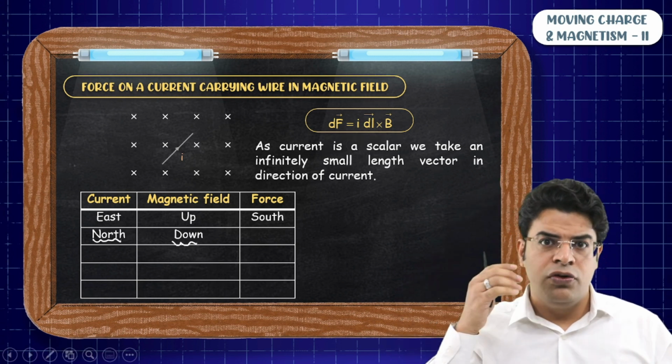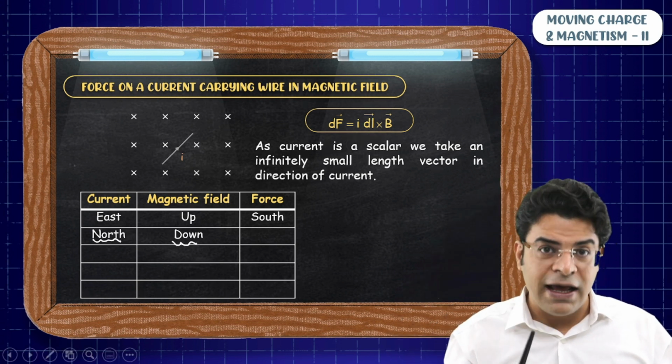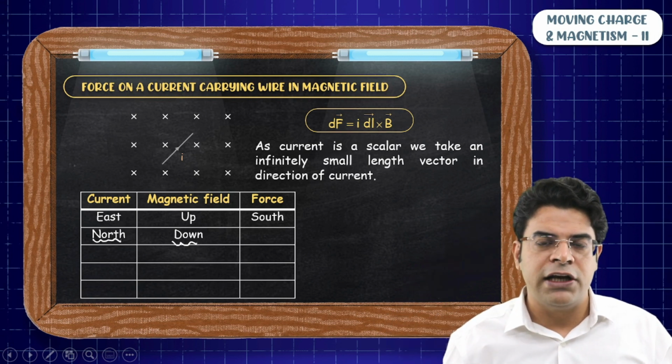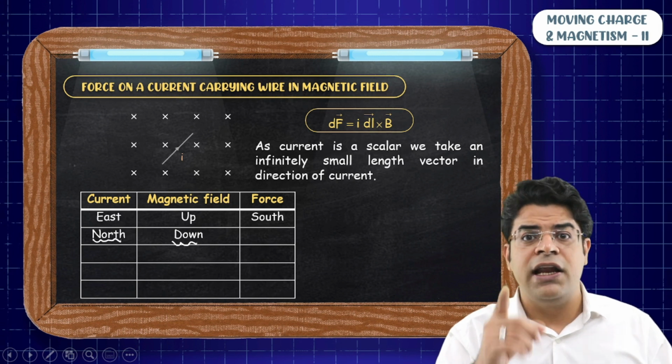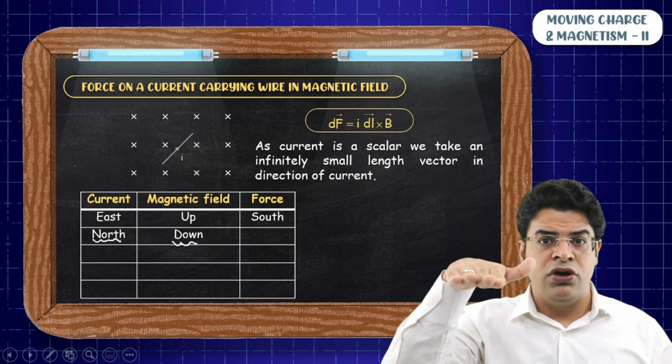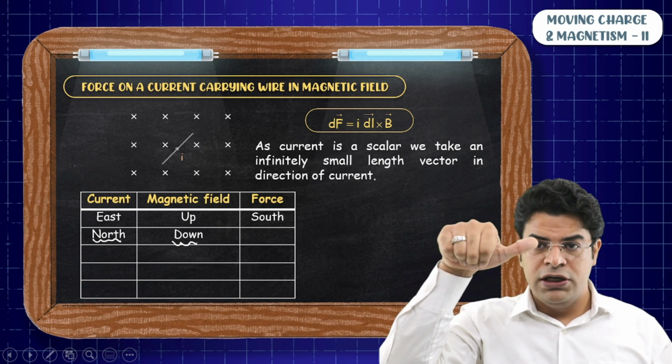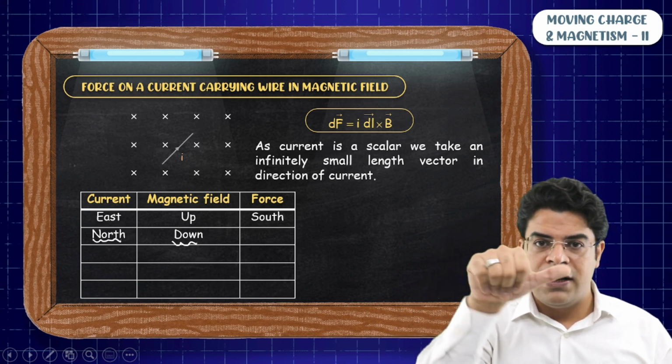So the current is going from you towards the screen and the direction of magnetic field is down. What will be the direction of magnetic force? So align the fingers of right hand in the direction of dl, and dl has to be taken in direction of current, that is towards north, and then curl the fingers downward. So when you do north cross down, you get west.